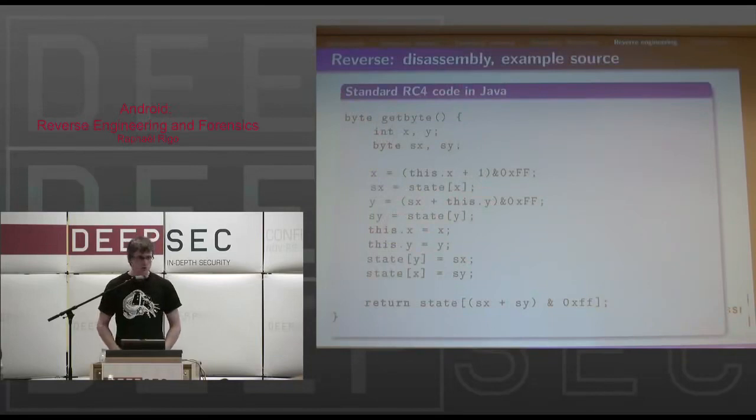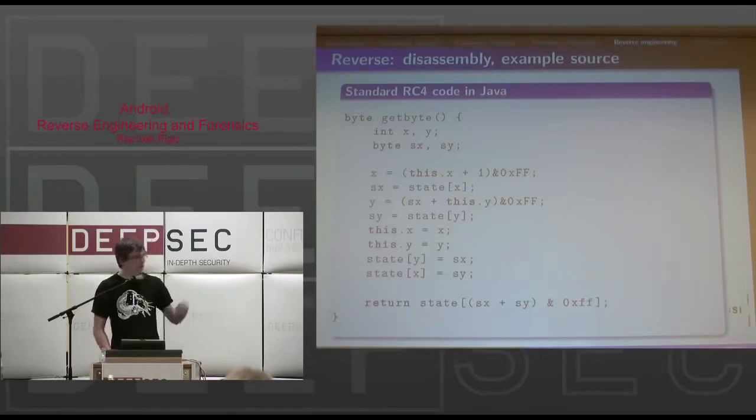Just going to show you a little example. This is just a standard RC4 cipher code written in Java. That's the get byte function from RC4, and we're going to see how it's done in practice. There is nothing much particular here, just attribute access and local variables, and that's it.